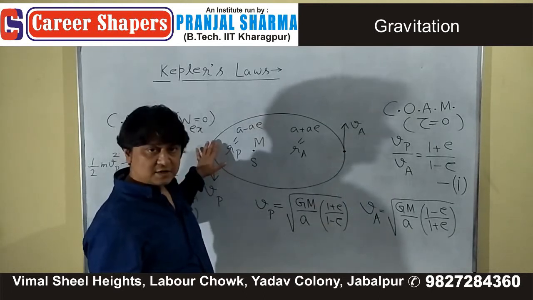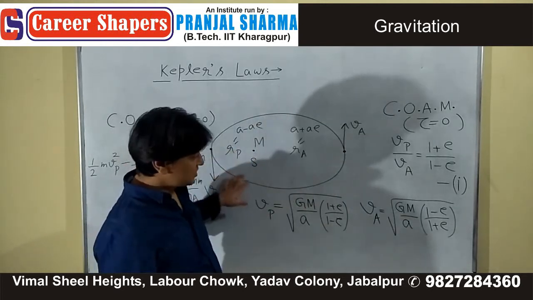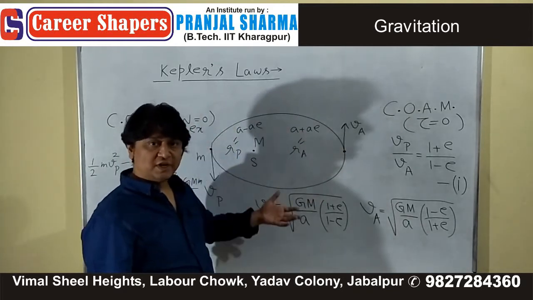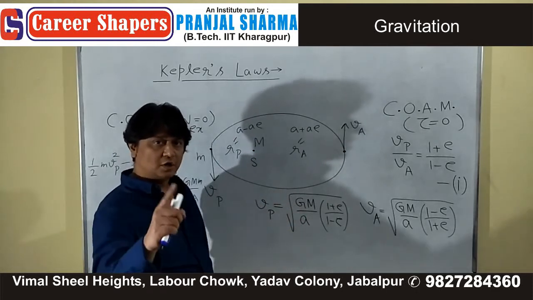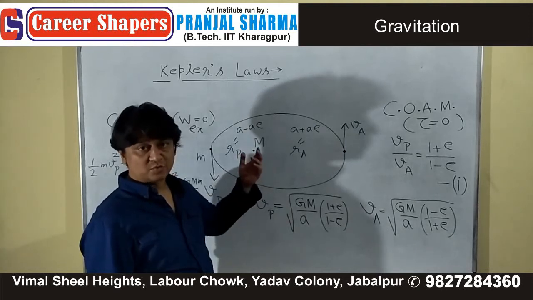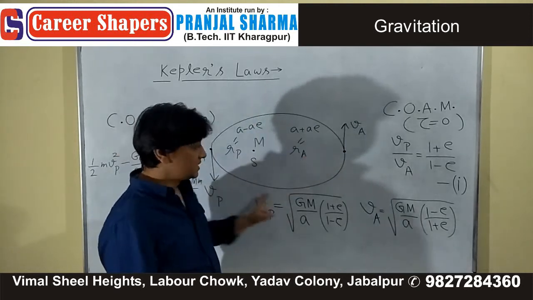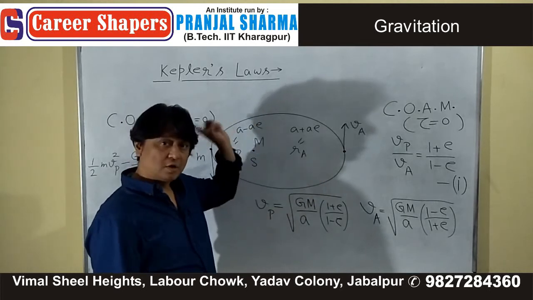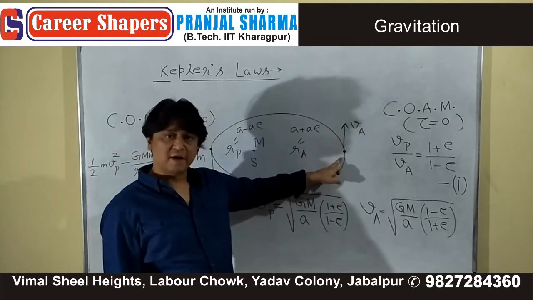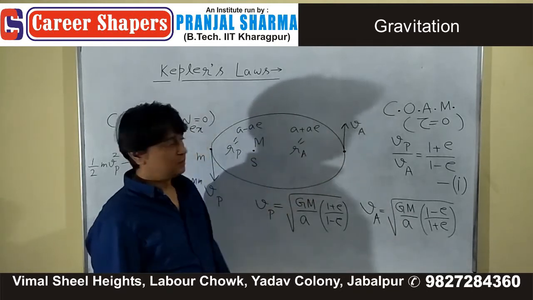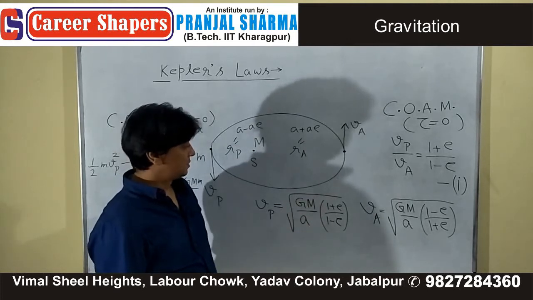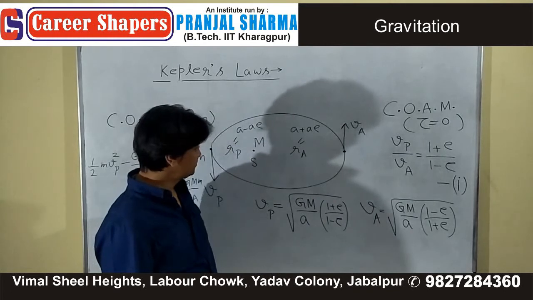Because of this, since v changes, it becomes difficult to calculate time. It was much easier for a circular orbit, because in a circular orbit, throughout your speed is constant. And we could use time as distance divided by speed for circular orbit. For elliptical orbit, distance divided by speed is not valid, because speed is not constant. Note down this much.